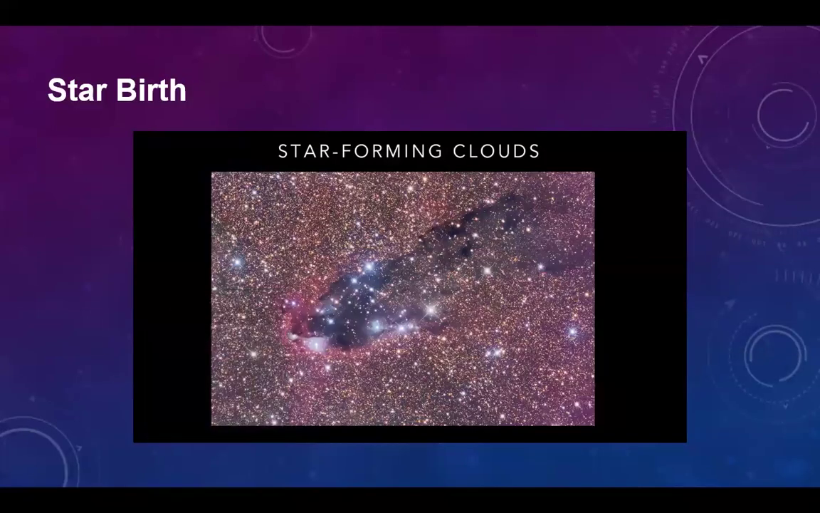Star-forming clouds lack this equilibrium because their low temperatures mean low pressure, while their high densities mean relatively strong gravity. Gravity can therefore cause parts of these clouds to contract and form stars.